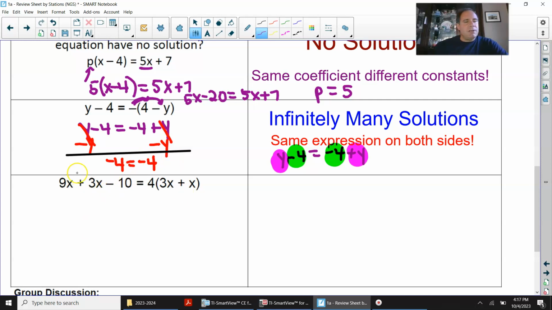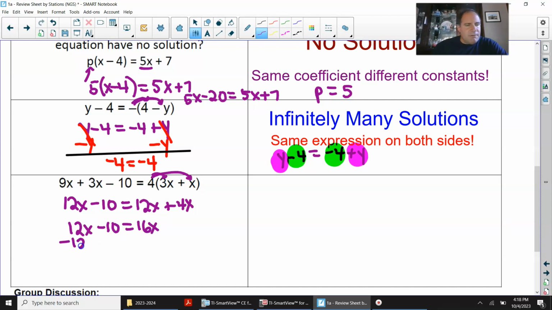All right, so one last one that we're just going to combine like terms. 9x plus 3x is 12x. And we're going to bring down the minus 10. 4 times 3 is 12x. And then 4 times x is 4x. So I'm going to combine like terms on that right side because I have two x's. That is 16x. So we minus 12x on both sides. Remember, get the x's together. And you get the x's canceling out there on the left side. And then you get 4x here.